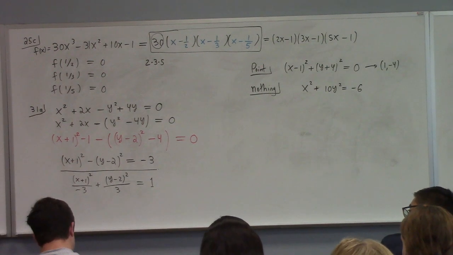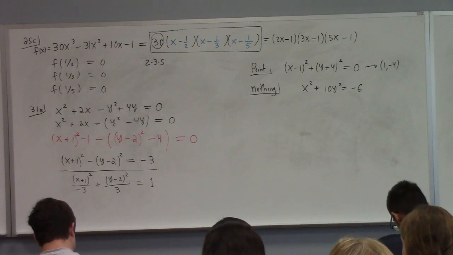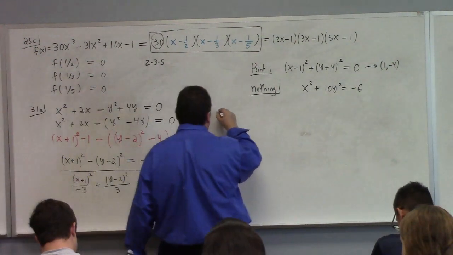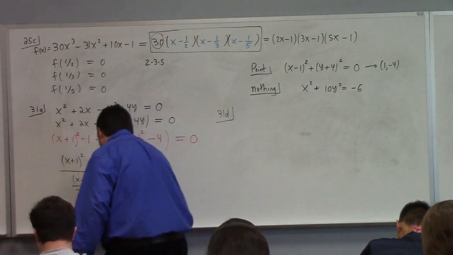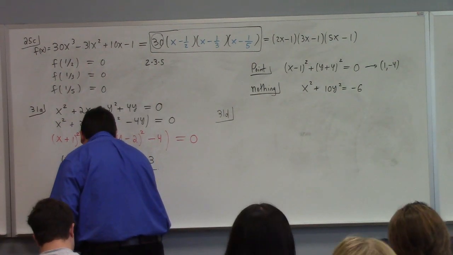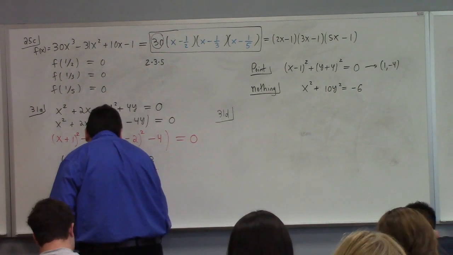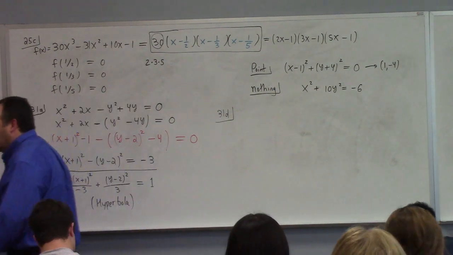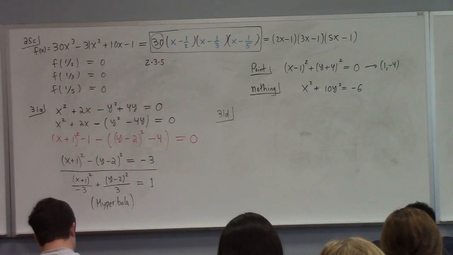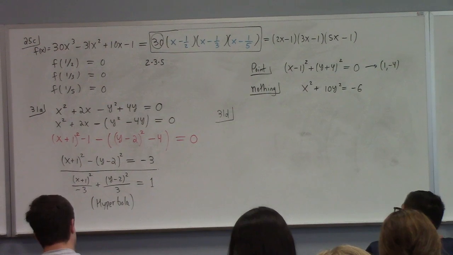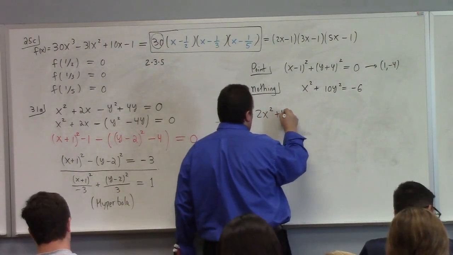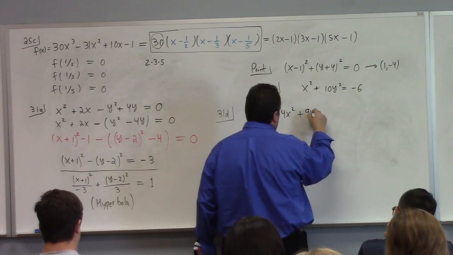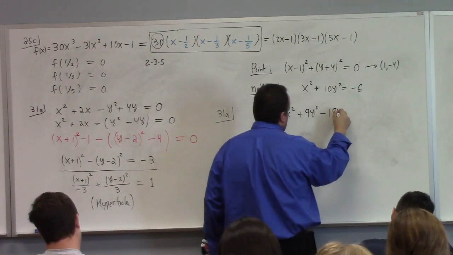Part D is also good to look at. So 31D. I didn't put the answer, but this is a hyperbola. All right. Part D, you guys will have to help me out. 2x squared plus 4x plus 9y squared minus 18y equals 0.